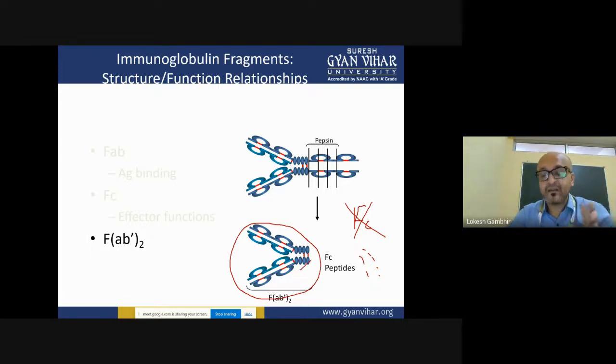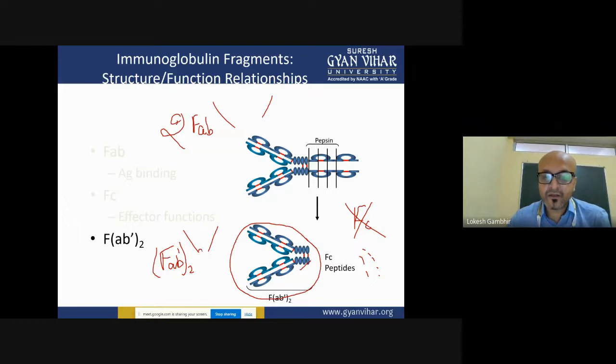If the hinge region is there, then these arms of the Y shape will never be separated. They will always be joined. And that is the reason why we are calling it a fragment of antibody binding dimer. We are not calling it two molecules of Fab. Now they are not single molecules, but two molecules which are clubbed together because of the presence of the hinge region. And that is the reason why we are calling it F(ab')2.